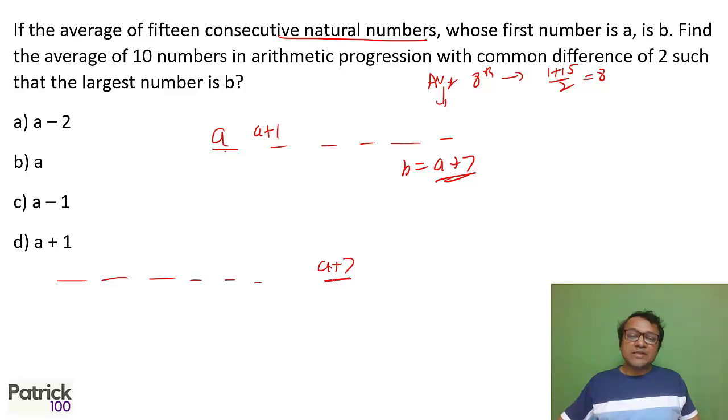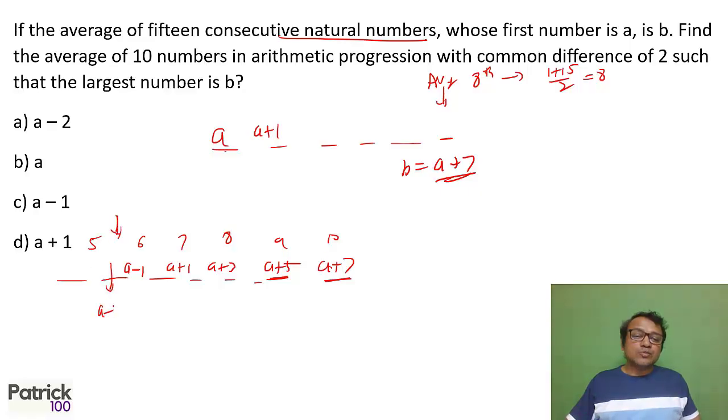If the largest number is A plus 7, then the previous one, the 9th number, will be A plus 5. The 8th number will be A plus 3, the 7th number will be A plus 1, and the 6th number will be A minus 1. So the average is between the fifth and the sixth number, for 10 numbers, right? The average between the fifth and sixth number will be A minus 2. So the answer will be A option.